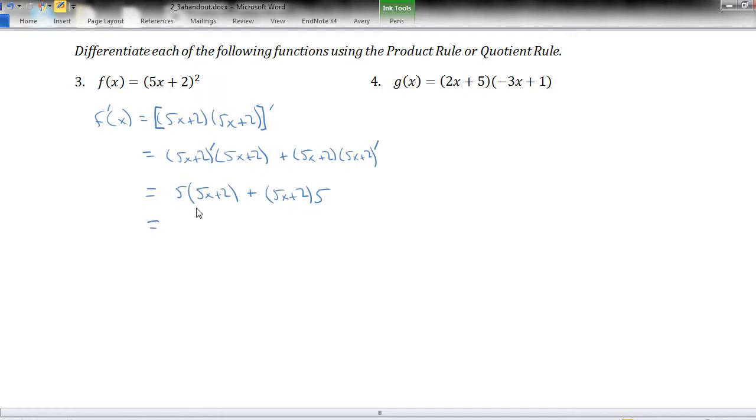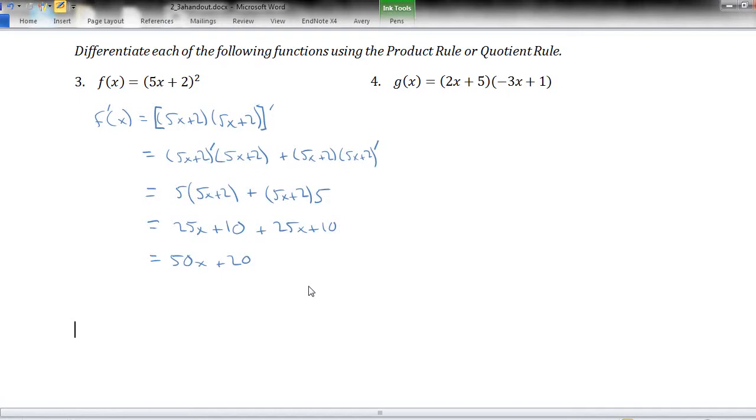From the first product here, distributing this 5 gives us 25x plus 10. And distributing the 5 here, we get the same thing, 25x plus 10. So altogether we have 50x plus 20 as our answer.